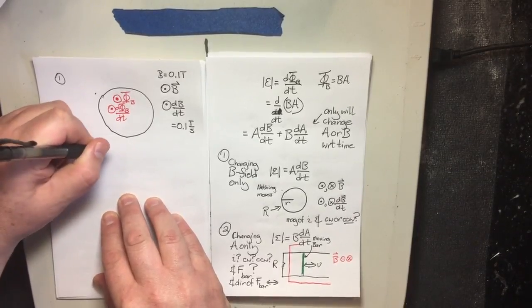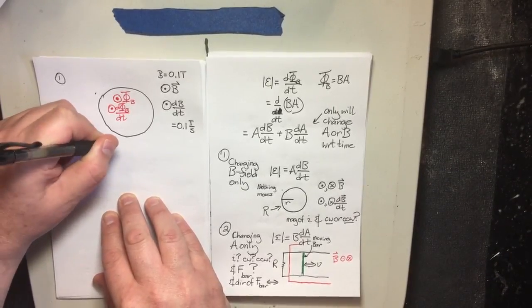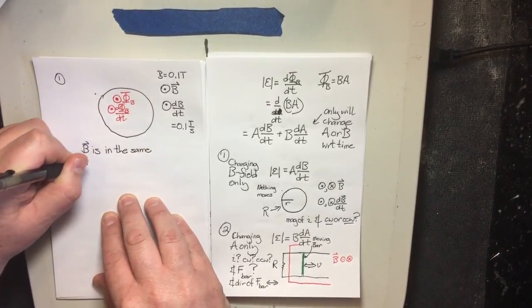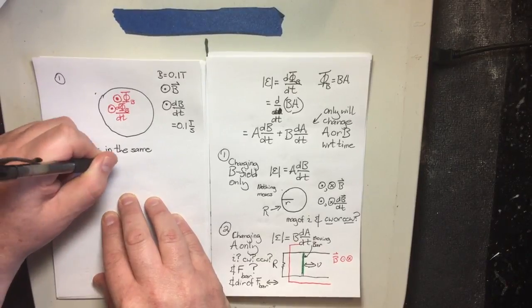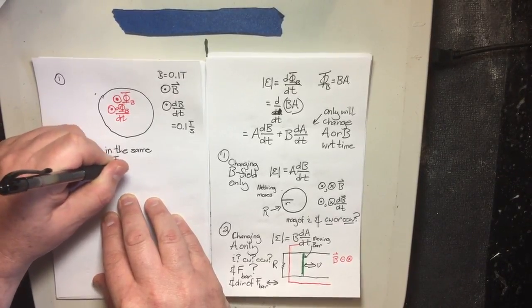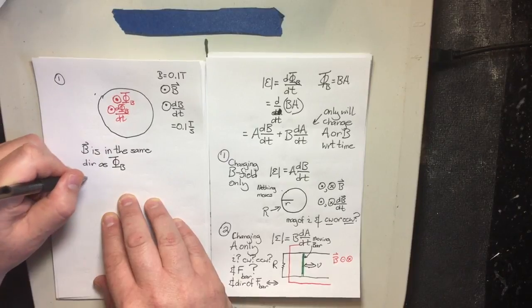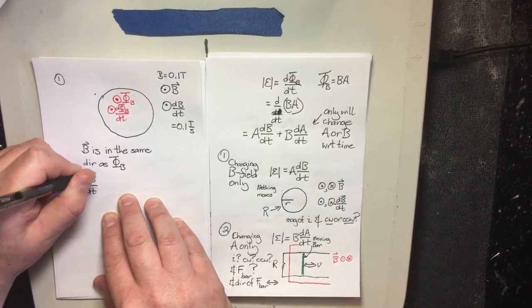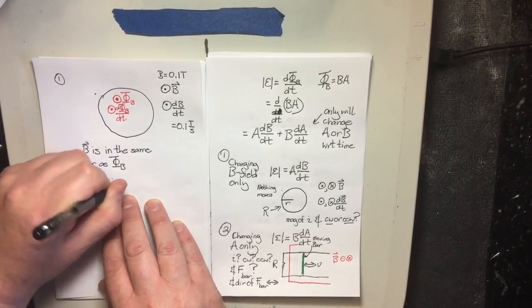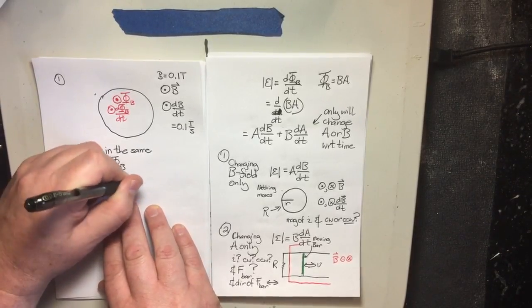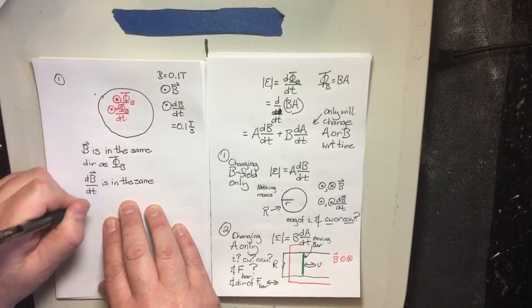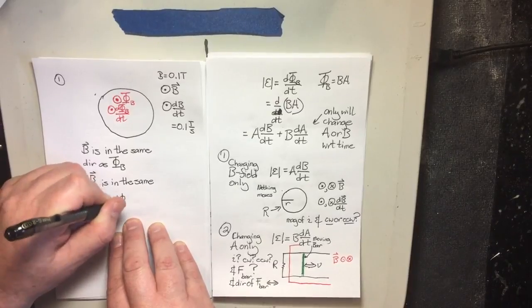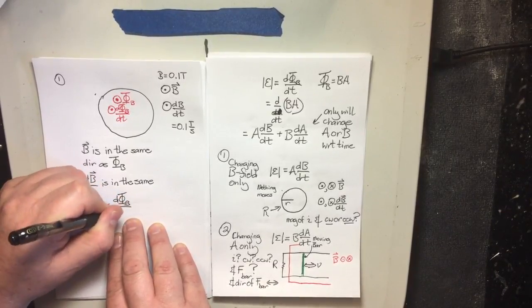Yeah. B is in the same direction as the magnetic flux. dB/dt is in the same direction as d phi B/dt.